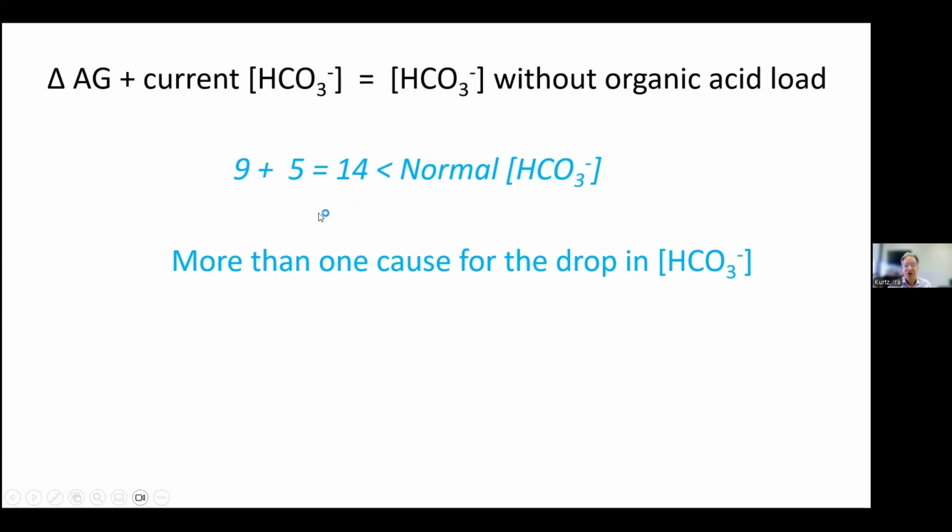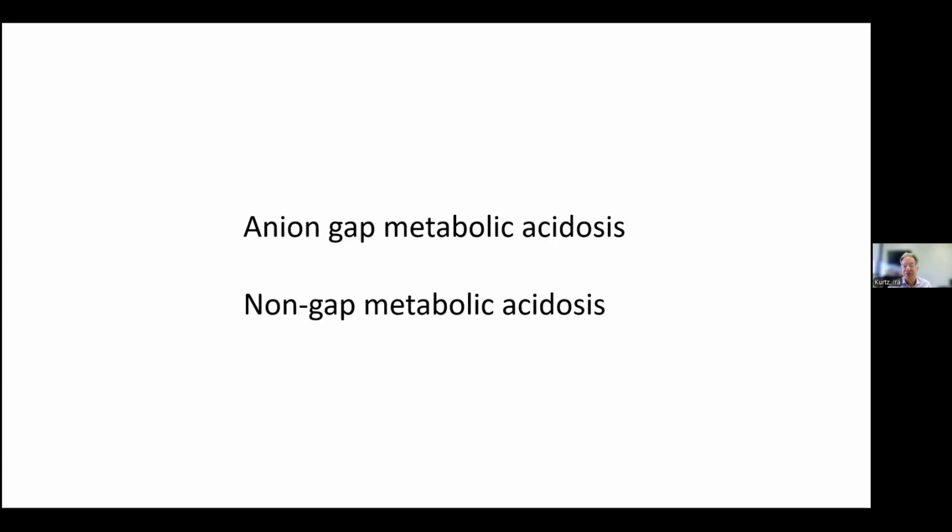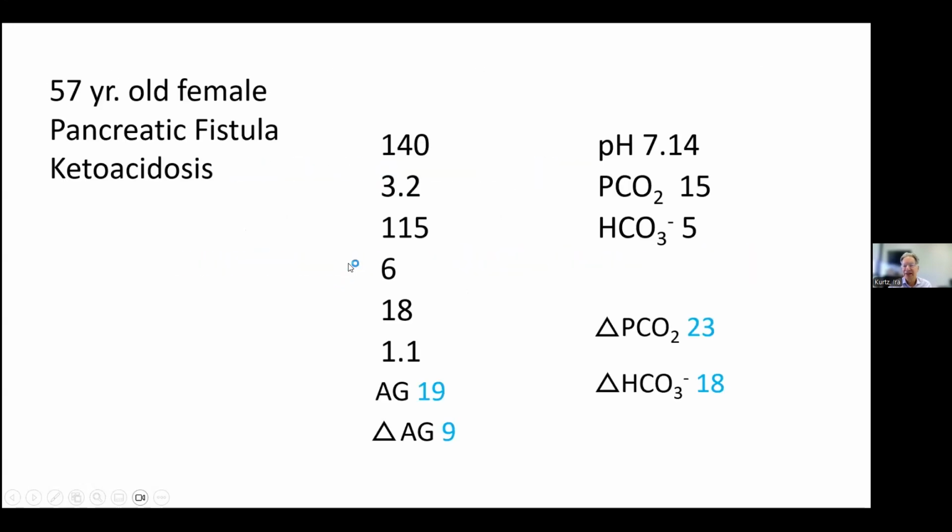So you have a patient here with more than one cause of a drop in the bicarbonate, and therefore you have a mixed disorder. Not that you have a respiratory acid-base disorder, but you have 2 types of metabolic acidosis that are both present simultaneously. And had you not added the delta anion gap to the current bicarbonate, you wouldn't have known you had 2 types of metabolic acidosis. You would have just said this is an anion gap metabolic acidosis.